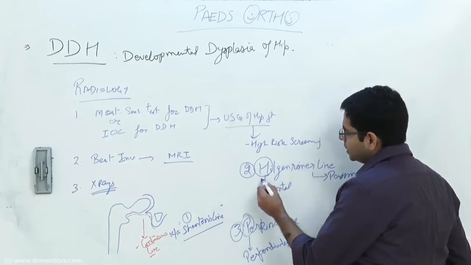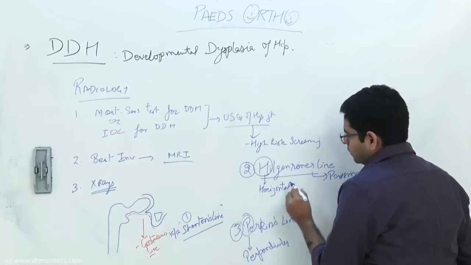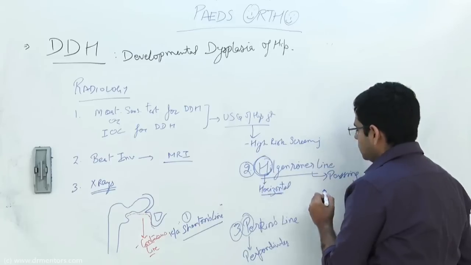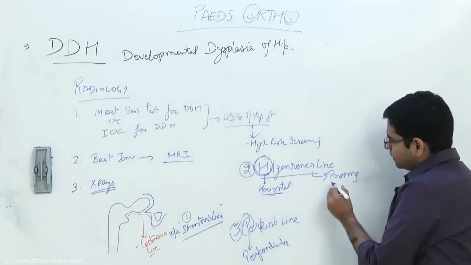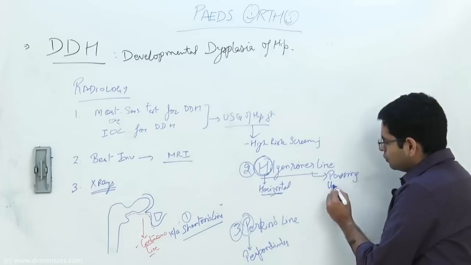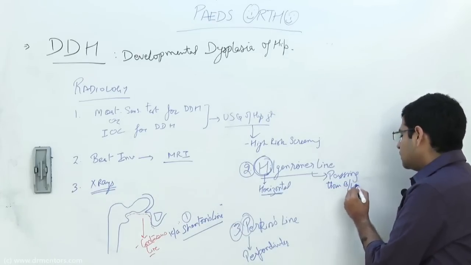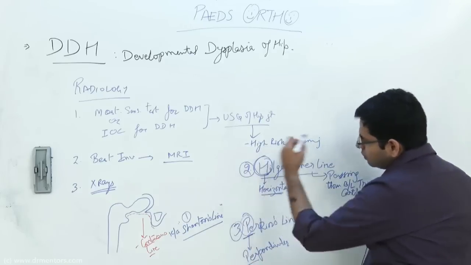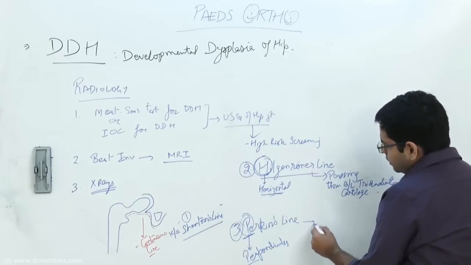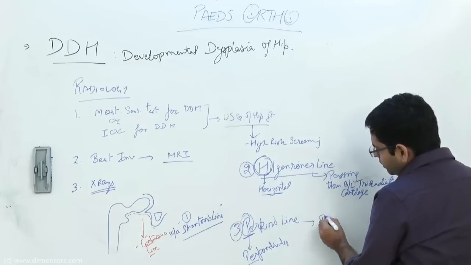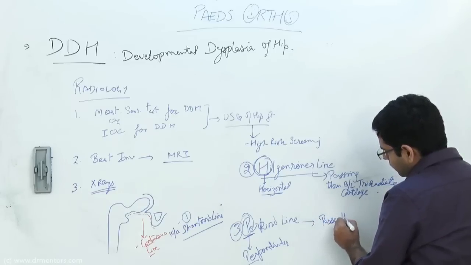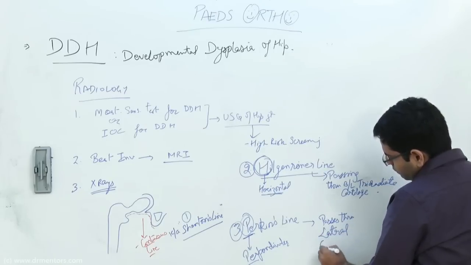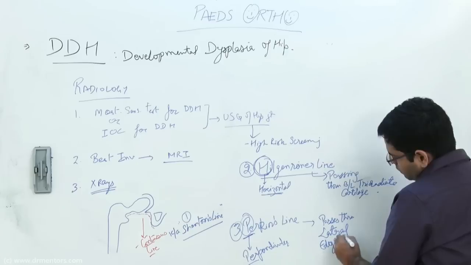So the second is Hilgenreiner line. H for Hilgenreiner, H for horizontal. Hilgenreiner line is basically a horizontal line passing through bilateral triradiate cartilage, and Perkins line is perpendicular to Hilgenreiner line, and it passes through the lateral edge of acetabulum.